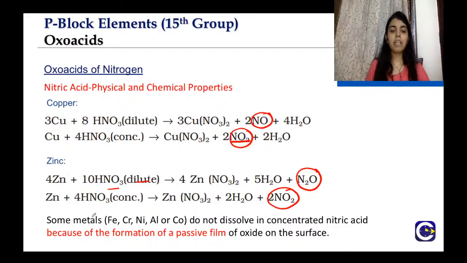Now, some metals like iron, chromium, nickel, aluminium or cobalt do not dissolve in concentrated nitric acid because they form a passive film over them. For example, I guess we have done before that aluminium forms a passive film of oxide, Al2O3, and it does not react further with the atmosphere. Similarly, here also some metals form a passive oxide film and they do not react with concentrated nitric acid.